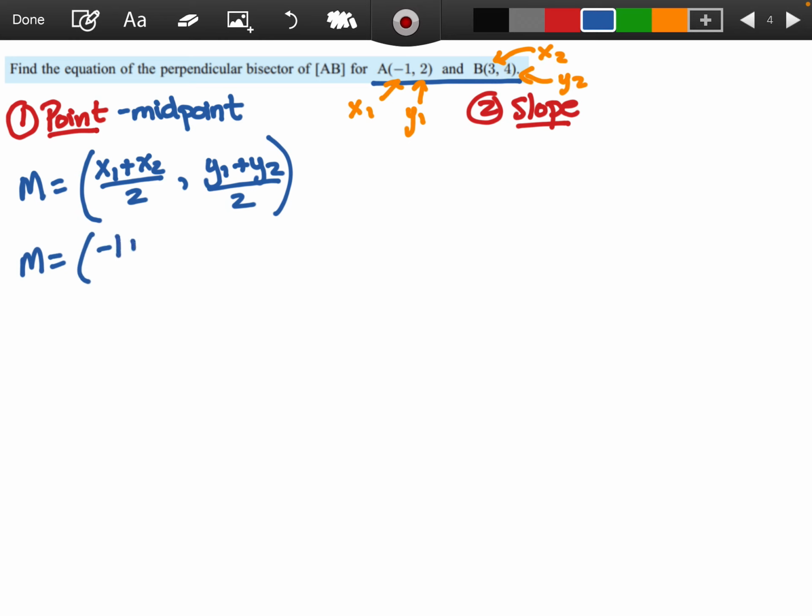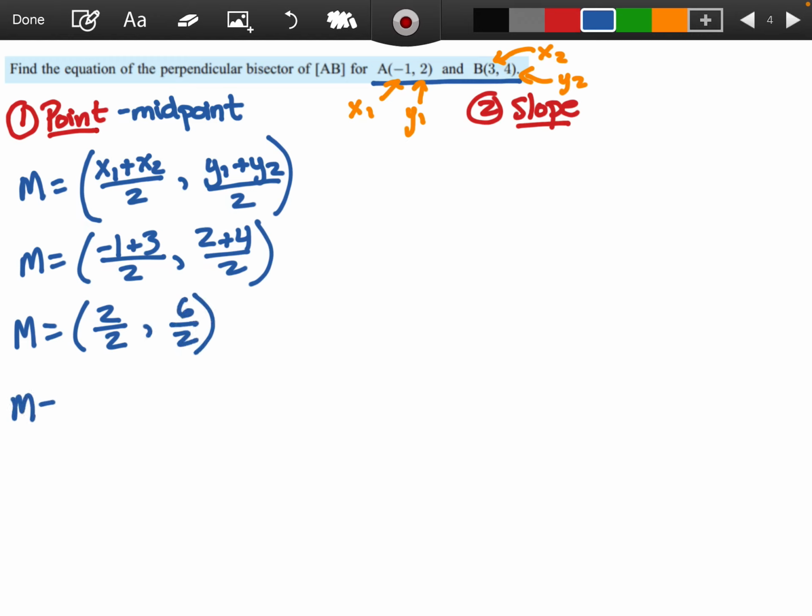So -1 plus 3 over 2 and 2 plus 4 over 2. So our midpoint is -1 plus 3 gives me 2 over 2, and 2 plus 4 gives me 6 over 2. Simplify that to be 1, 3. So this is the point that exists on our line.